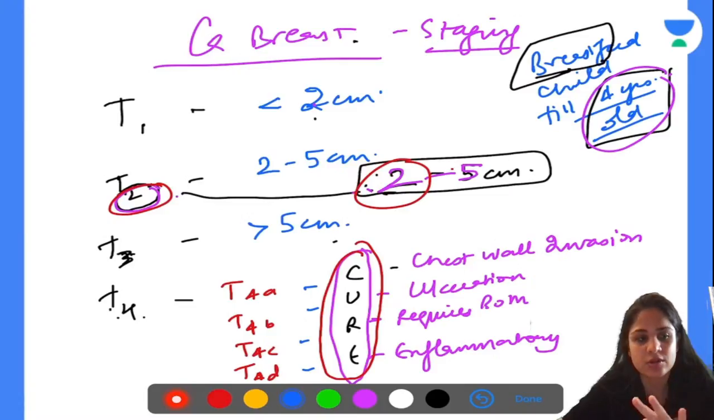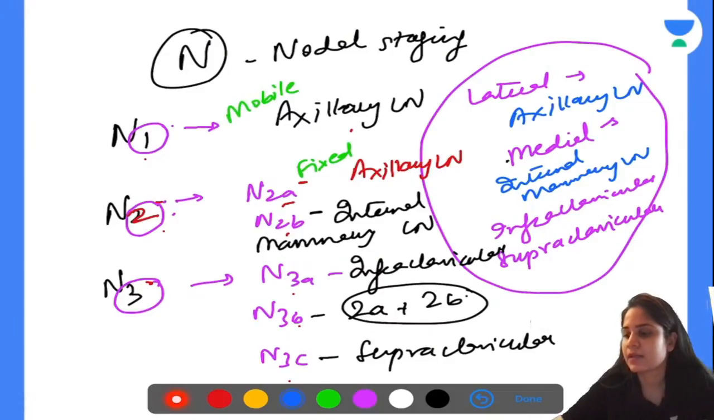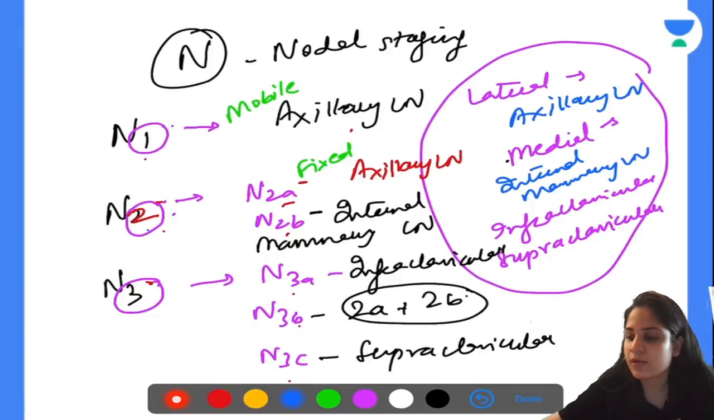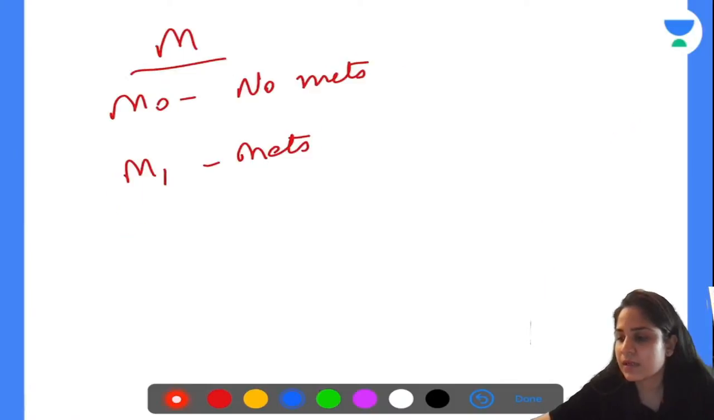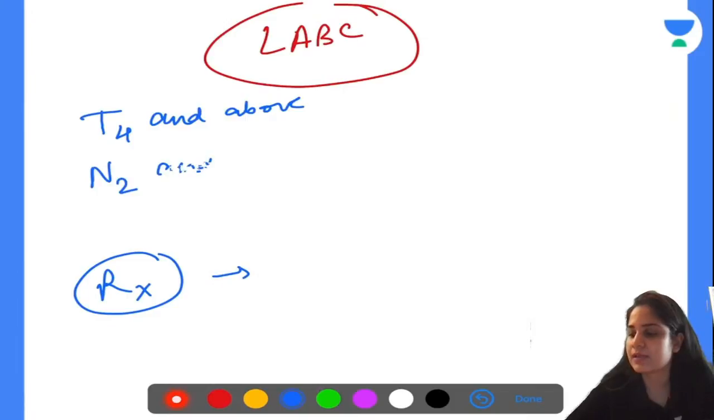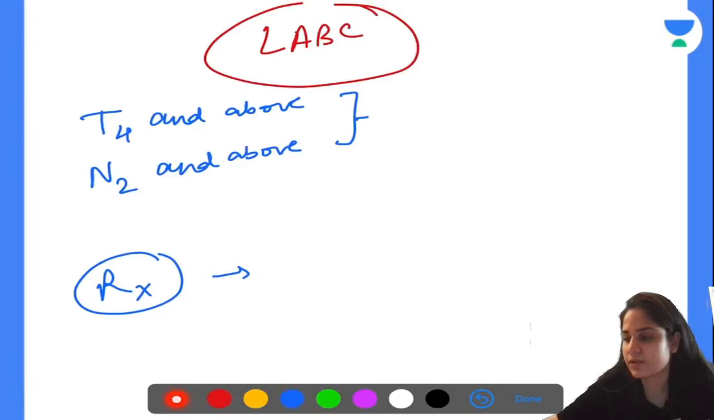Okay, so N2 is also involved, T4 is also involved. Okay, so after mobile axillary lymph nodes, anything if there is their involvement, then it is called as locally advanced breast cancer. Okay, so just remember these two statements, T4 and above and N2 and above. This will classify as locally advanced breast cancer. And what will your treatment be for locally advanced breast cancer? Nothing but neoadjuvant chemotherapy needs to be given for this.